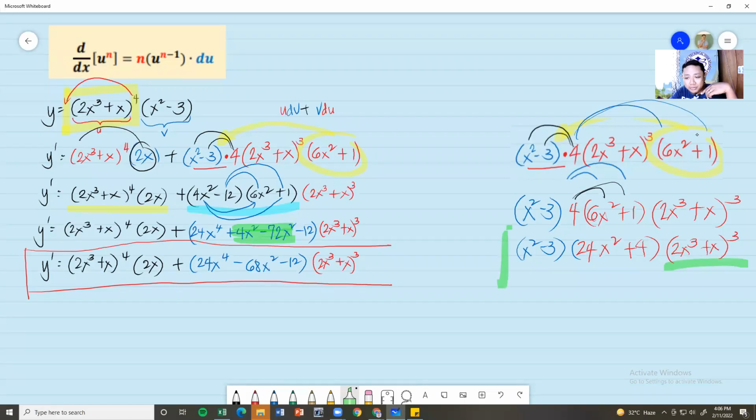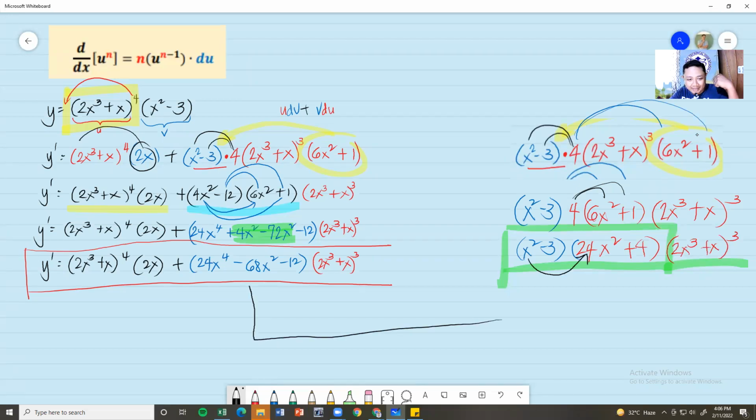But this time, these 2 can still be simplified. Tama? And that's by using the FOIL method. Let's do the FOIL method here. Tingnan natin kung mag-end up tayo sa parehong sagot. Ito ang target natin. Dapat maging ganito rin. Okay? So we will have here 24 x raised to 4. Next, x squared times 4x. Ito ay magiging plus 4x squared.